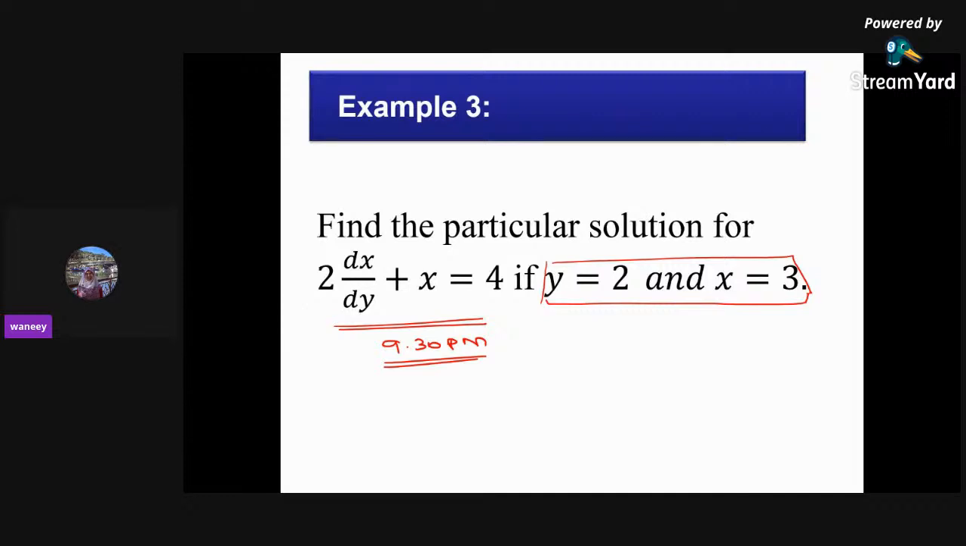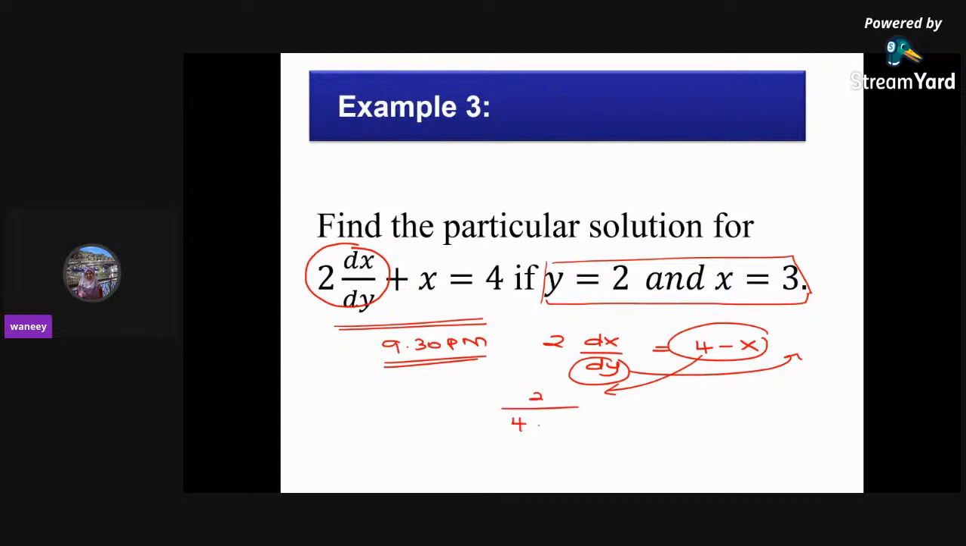Okay. Right. Now, let's see how we are going to do this. Basically, if we want to try first, the first thing we do is try to separate them. So make this the subject first. We try to bring x to the other side. So we get 2 dx over dy equal to 4 minus x. And then it looks like we can separate them, right? Send dy to the right side, and send this one to the left. So we get 2 over 4 minus x dx equal to dy.